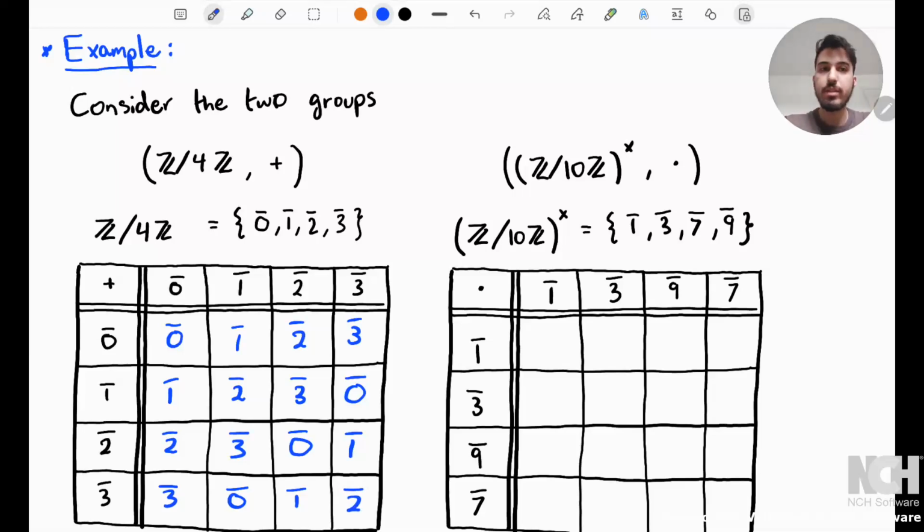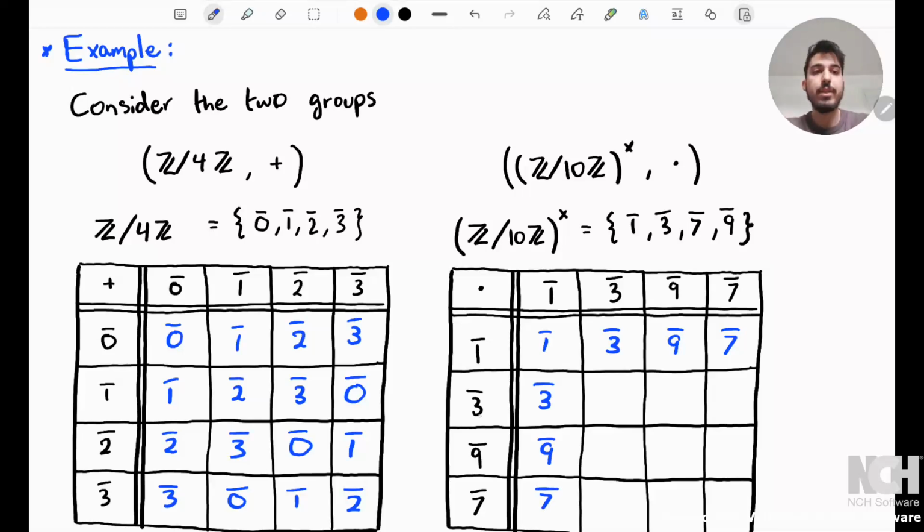For multiplication, Z10 star, we just multiply the elements together and see what we get when we reduce it modulo 10. So 1 times 1 is 1, 1 times 3 is 3, 9, and 7, because 1 is the identity element, it changes nothing about the other elements. Since multiplication is commutative, the table there is already symmetric. So we just say 3, 9, and 7.